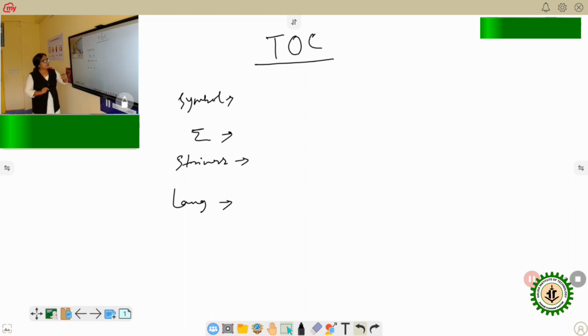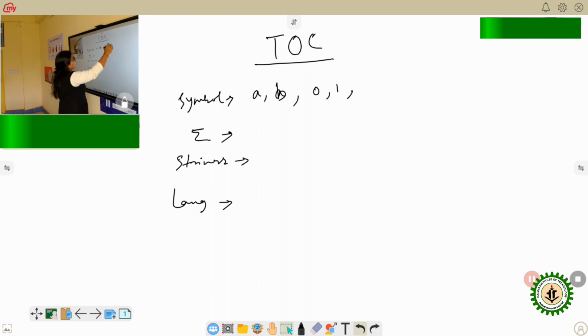So the basic building block of this subject is symbol. A symbol can be any letter, it can be A, B, it can be any number 0, 1, it can be any alphabet character, or it can be any image also. So, symbol is the basic building block of these subjects.